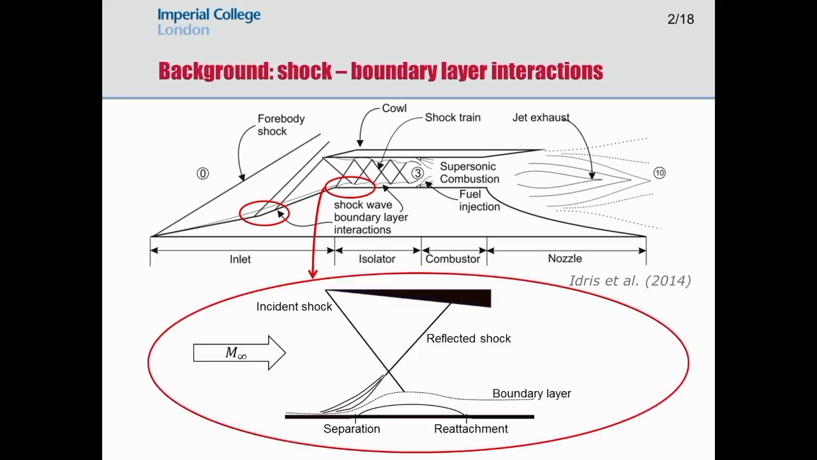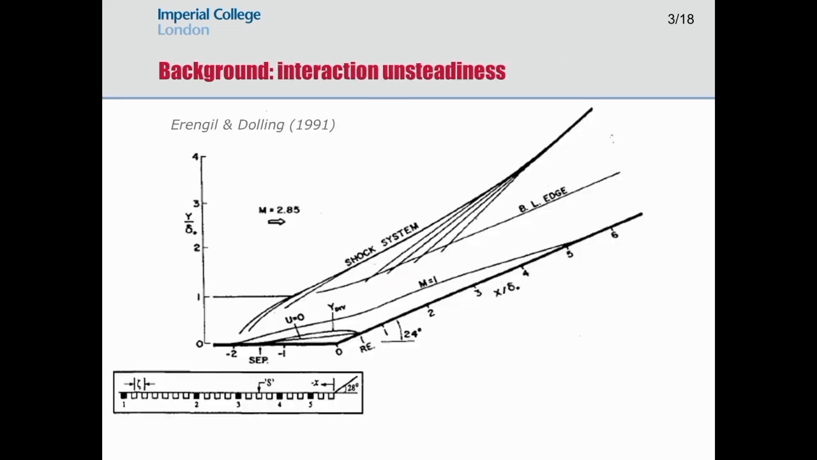An incident reflected shock boundary layer interaction occurs when the large adverse pressure gradient across the incident shock separates the boundary layer. The oncoming supersonic flow sees this separation, and compression waves form ahead of it and coalesce into the reflected shock. And it's the interaction of this reflected shock with the boundary layer which we're interested in. A long time ago, Erengil and Dolling characterized the compression ramp interaction.